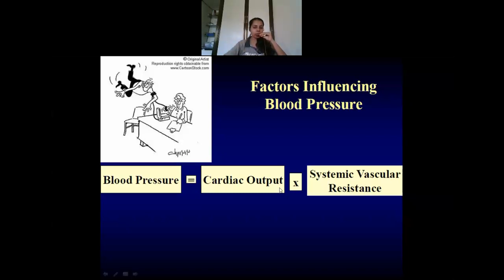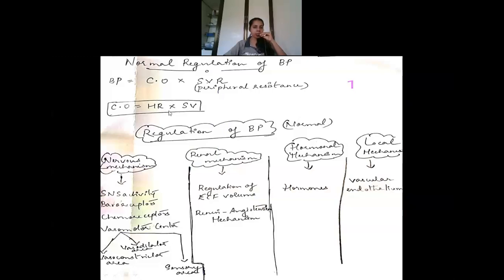And moreover, in most of my slides I will just be mentioning CO, which refers to cardiac output. Same thing I have written over here. Blood pressure is equal to cardiac output into systemic vascular resistance or peripheral resistance. Now cardiac output is also given by heart rate into stroke volume. So how will cardiac output increase? Whenever your heart rate increases or if the stroke volume increases, it will increase your cardiac output. So if cardiac output increases, blood pressure is also going to increase.